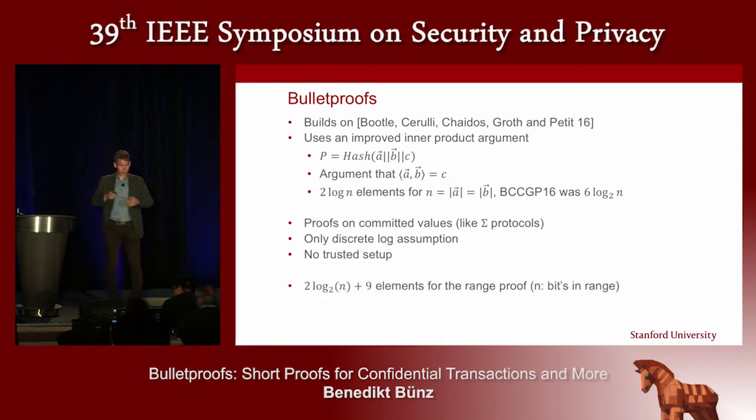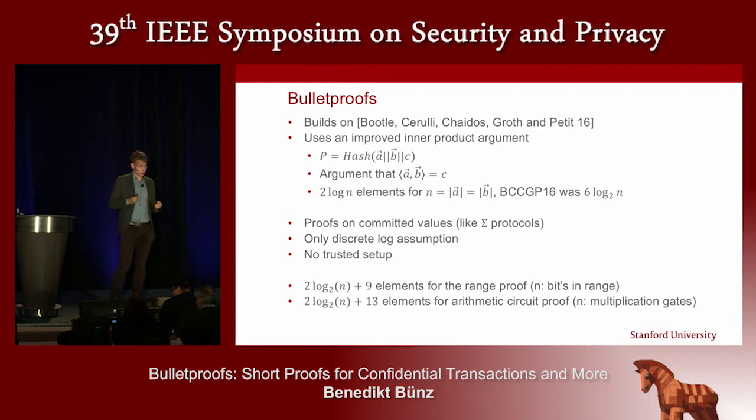Overall, this leads to a range proof which is 2 log n plus 9 elements, where n is the number of bits in the range again. But bulletproofs don't only work for range proofs. You can do proofs for arbitrary functions, which are formulated as arithmetic circuits, so circuits with multiplication and addition gates. There, the proof size also improves from the previous scheme, the Bootle scheme, and scales with 2 log n, where n is the number of multiplication gates.